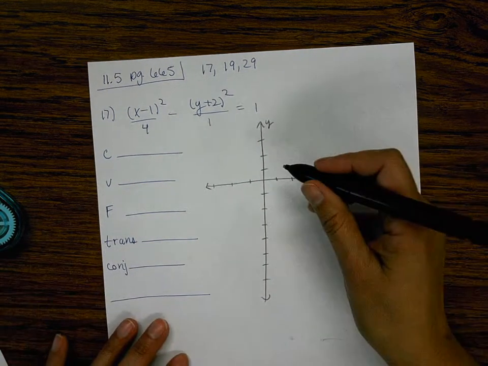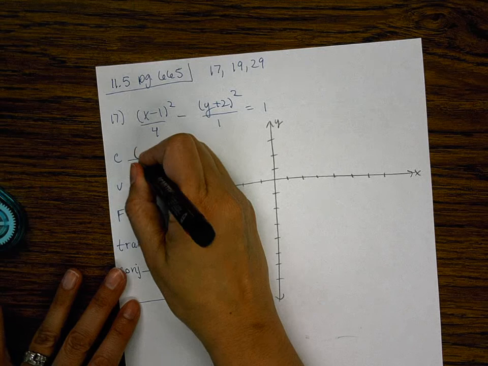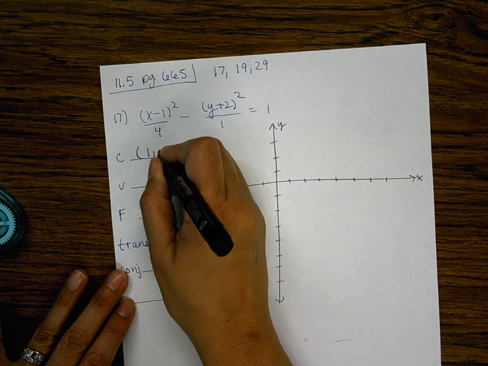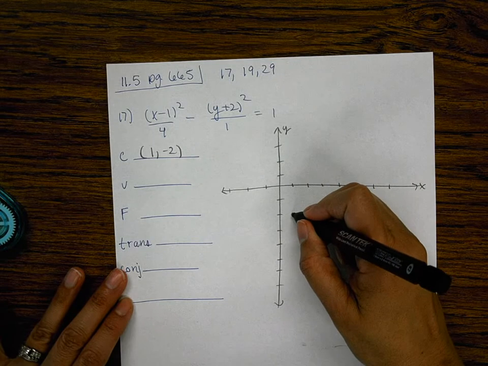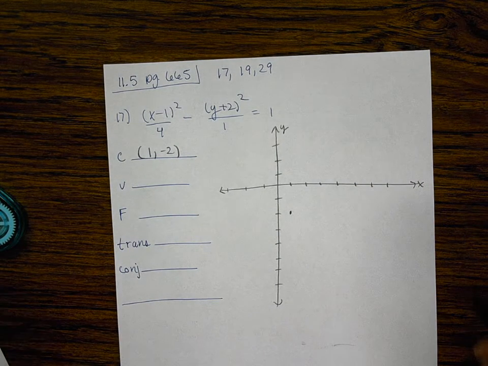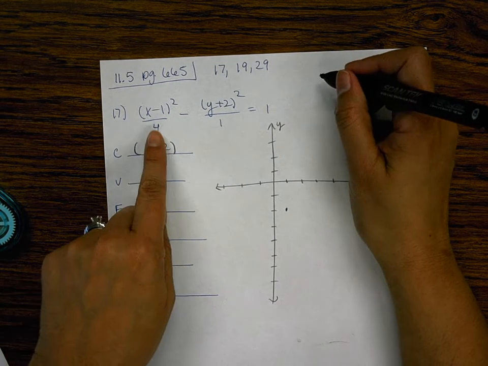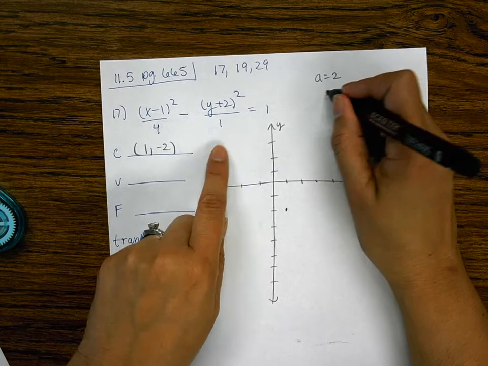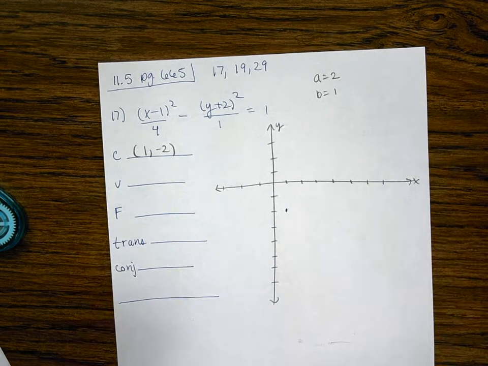All right, we go right one. Oh, center. Opposite of the inside, outside stays the same. X stays with X, Y stays with Y, so 1, negative 2. Go right 1, down 2. And A is right and left. That goes with the X because the X-axis runs right and left. That's 2, square root. Square root of 1 is 1, so B is 1.